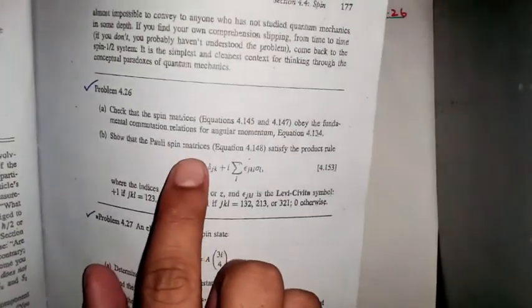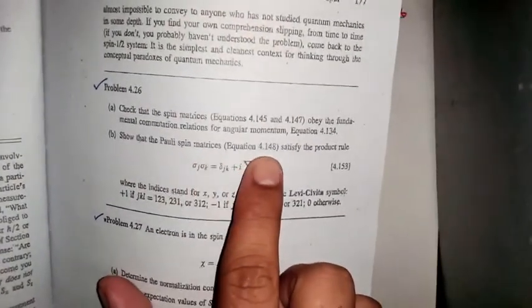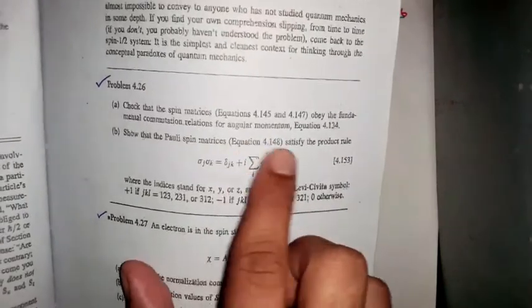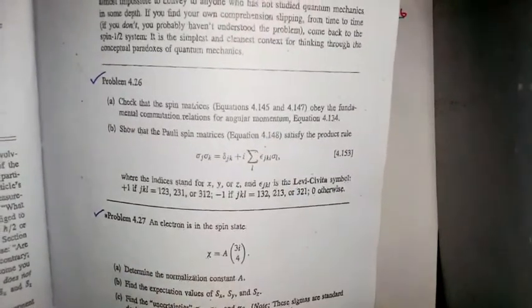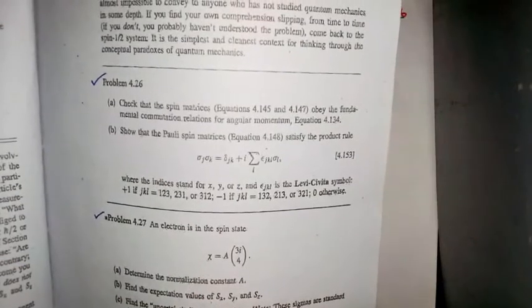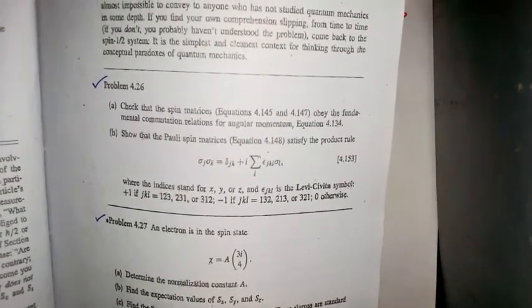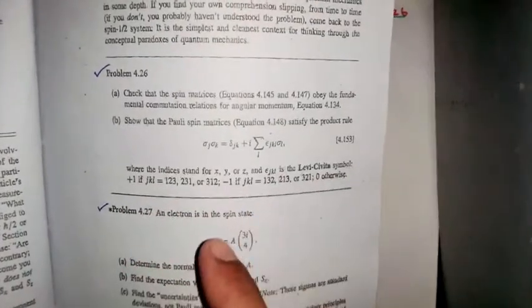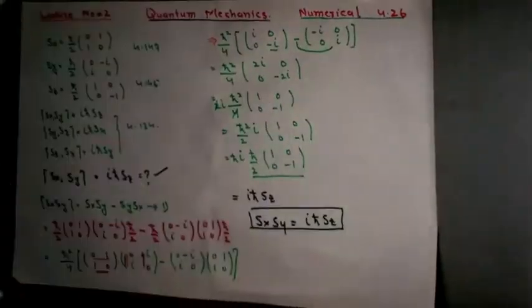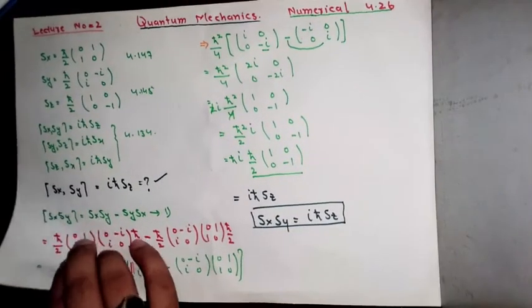show that the Pauli spin matrices, equation 4.148, satisfy the product rule. Here is the product rule, and we have to show that the Pauli spin matrices obey this rule or not, and here is the cyclic and its reverse order, so we have to show this now in the second part. So the second part is part B.